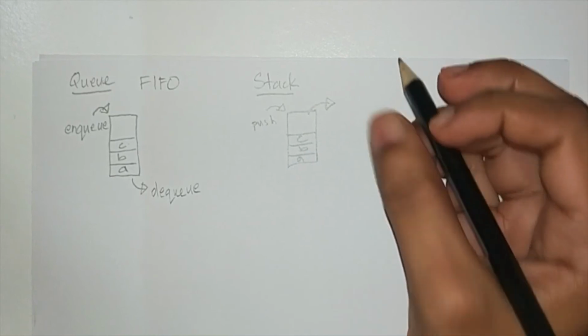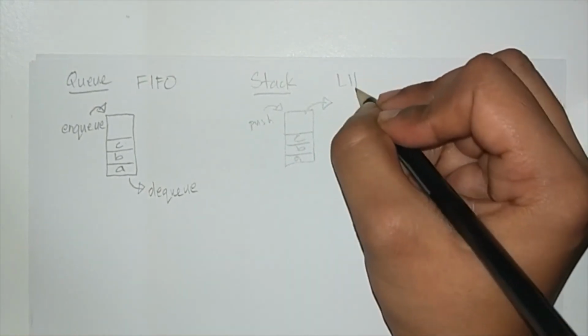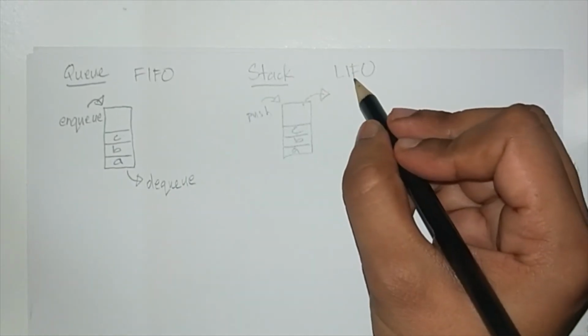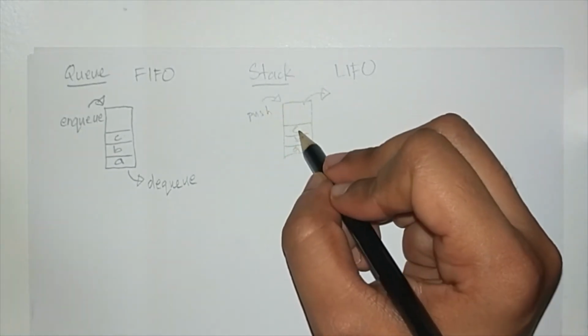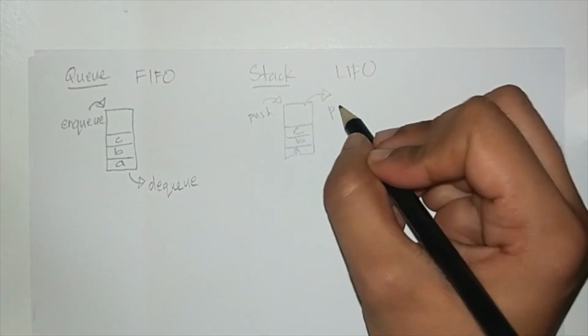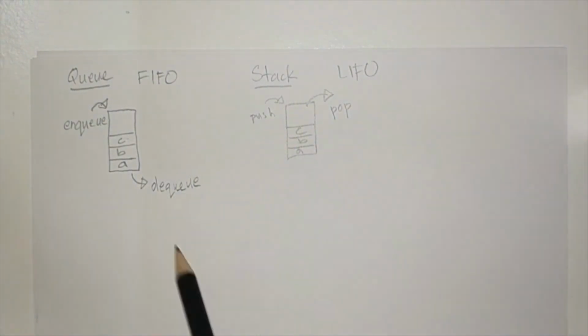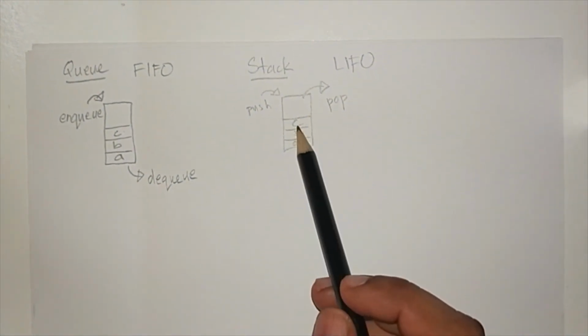So C will come out first, and the abbreviation for that is LIFO, which means last in, first out. So the thing that got in last, which was C, is the first that will come out, and the term usually associated with this is pop. Okay, so generally this is the idea behind queue and stack.